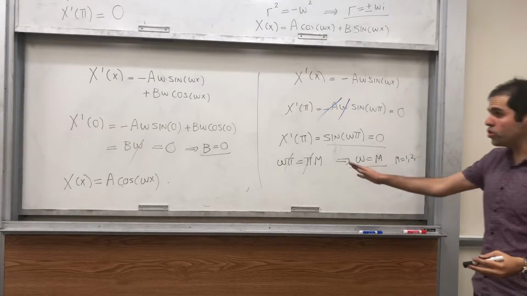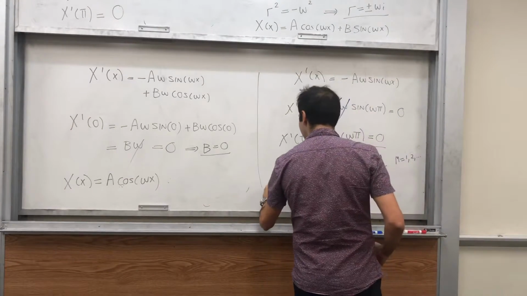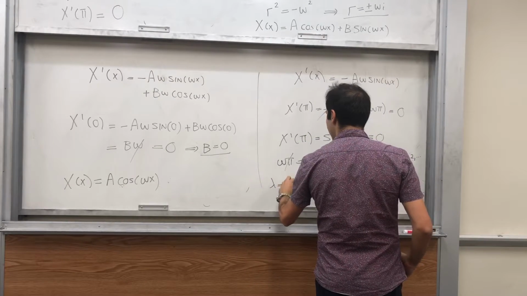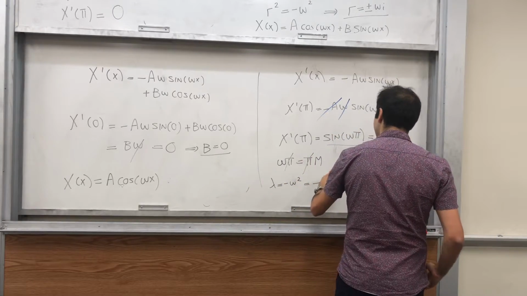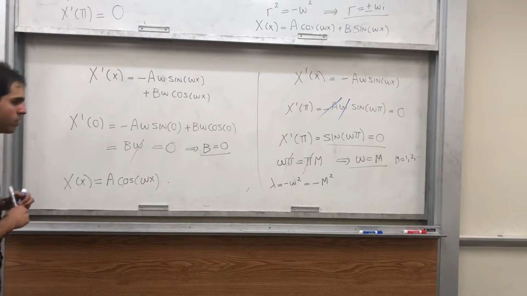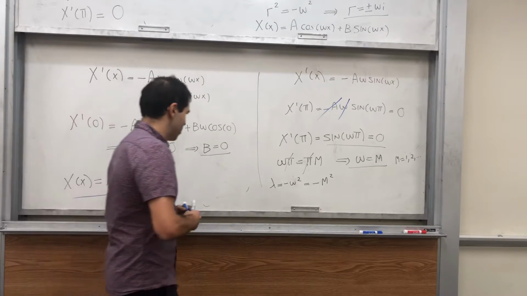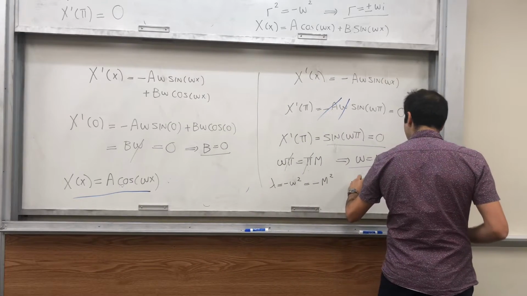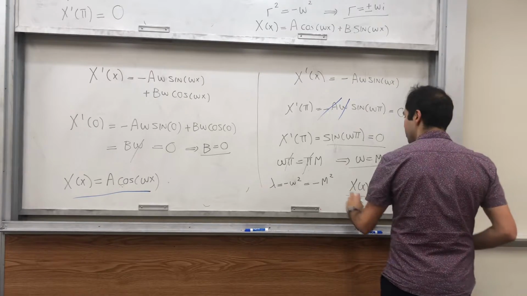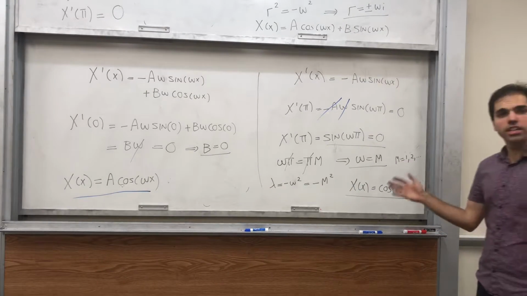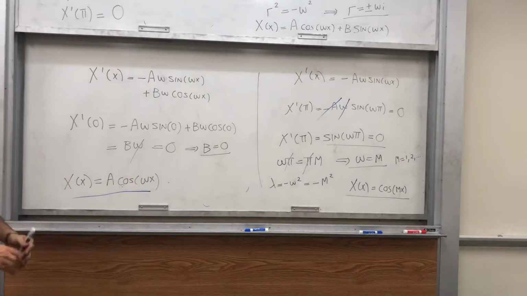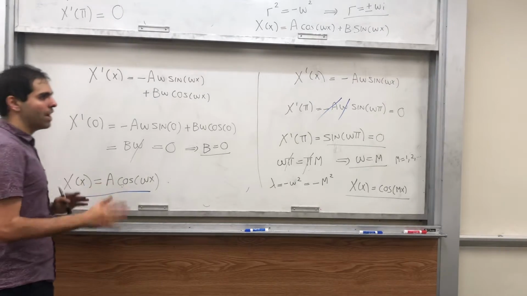So what is our conclusion in this case? This means that lambda is minus m squared. Yeah, lambda is minus omega squared, which becomes minus m squared. And our corresponding solutions are those ones, cosine of omega x. So if you want X of x, it's cosine of omega x, so cosine of mx in this case. If you did it on the interval 0 to 1, you would find cosine of pi mx. So it doesn't matter.